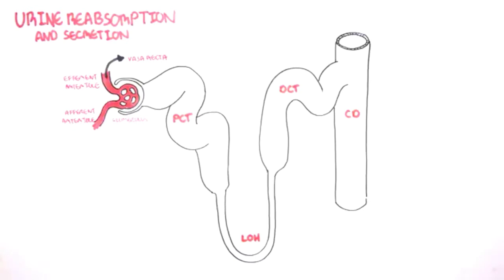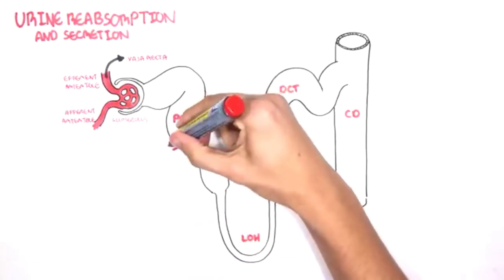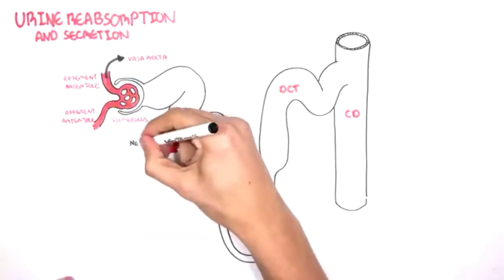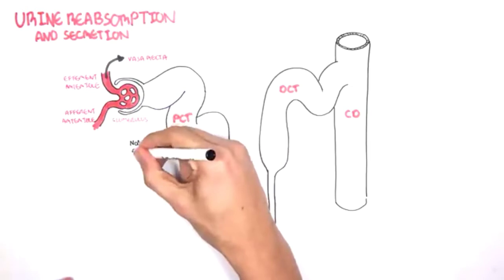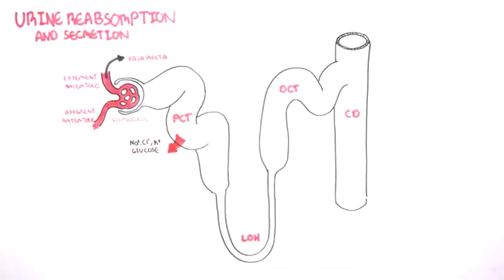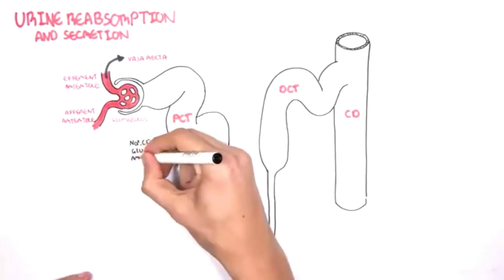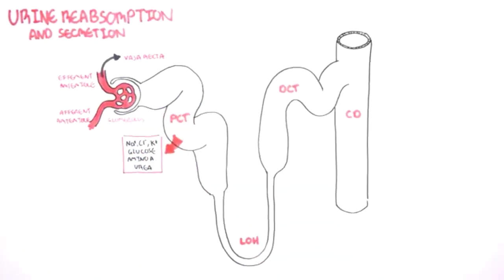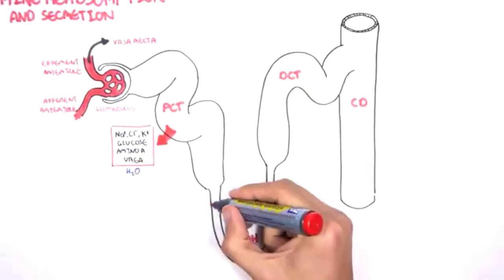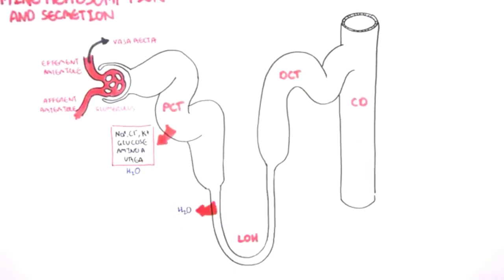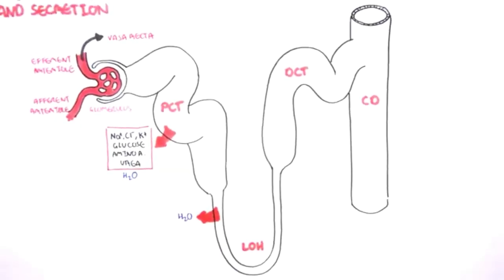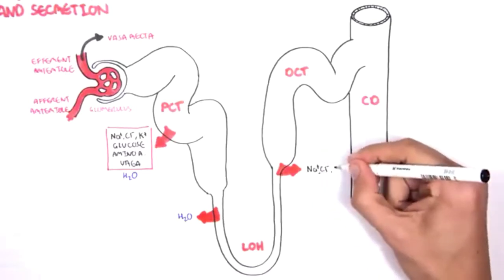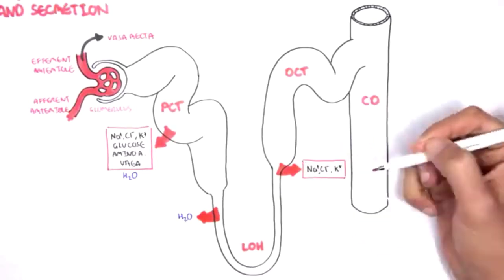So let's focus on the reabsorption of things first, beginning with the proximal convoluted tubules. Here you get reabsorption of sodium, chloride, potassium, glucose, amino acids, which are the protein building units, urea, and bicarbonate, as well as water, of course. In the descending limb of the loop of Henle, water reabsorption takes place. In the ascending limb of the loop of Henle, so the going up part, sodium, chloride, and potassium reabsorption occurs.